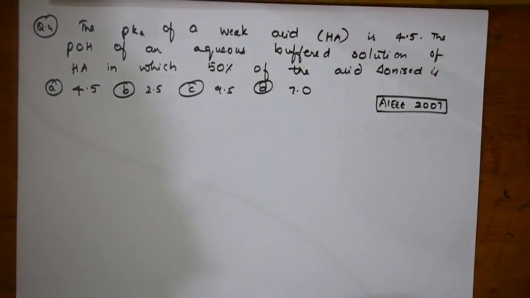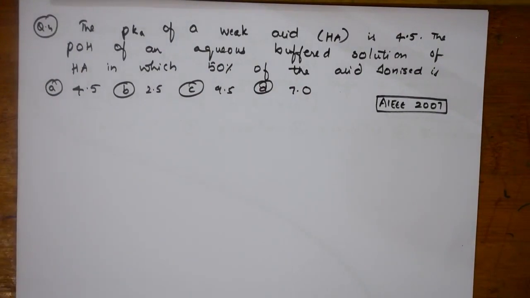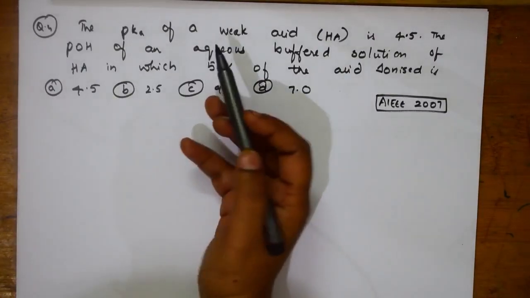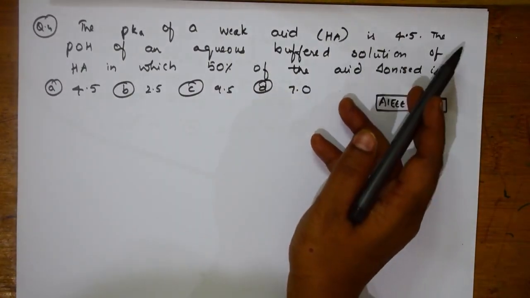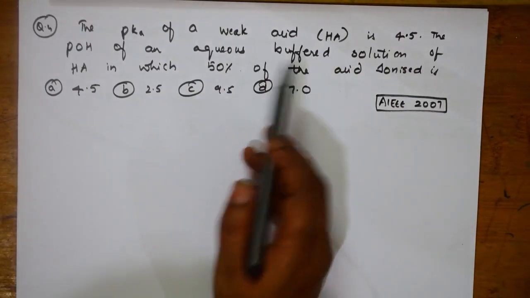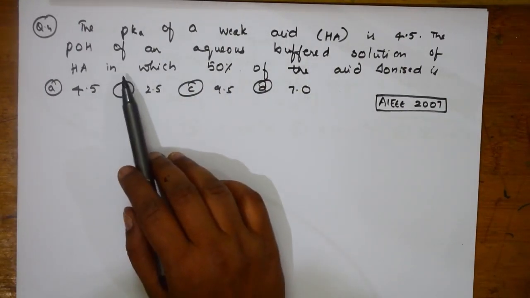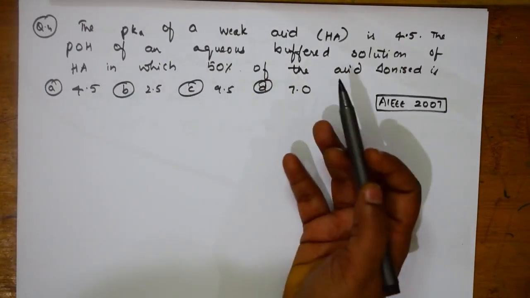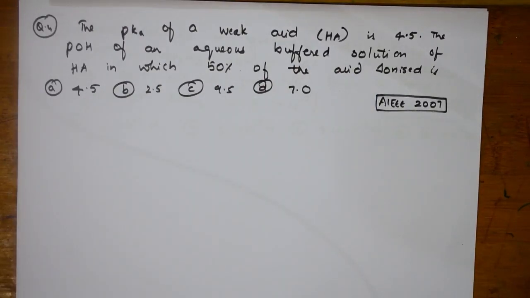Let us come back and do one more question here, a bit linked with the buffer solutions. Here they've given us the pKa of a weak acid HA is 4.5 and the pOH of an aqueous buffered solution of HA in which 50% of the acid is ionized. So what are they asking us? They are asking us to find the pOH of the buffered solution.